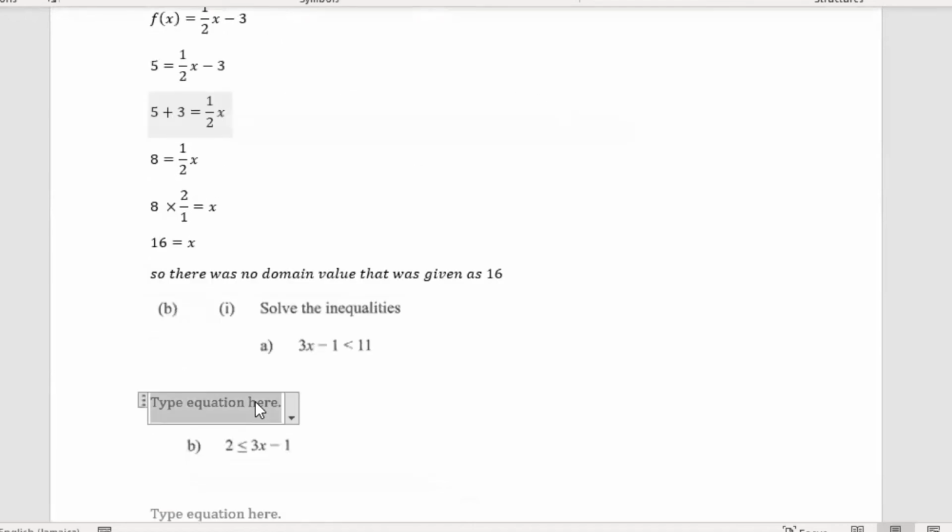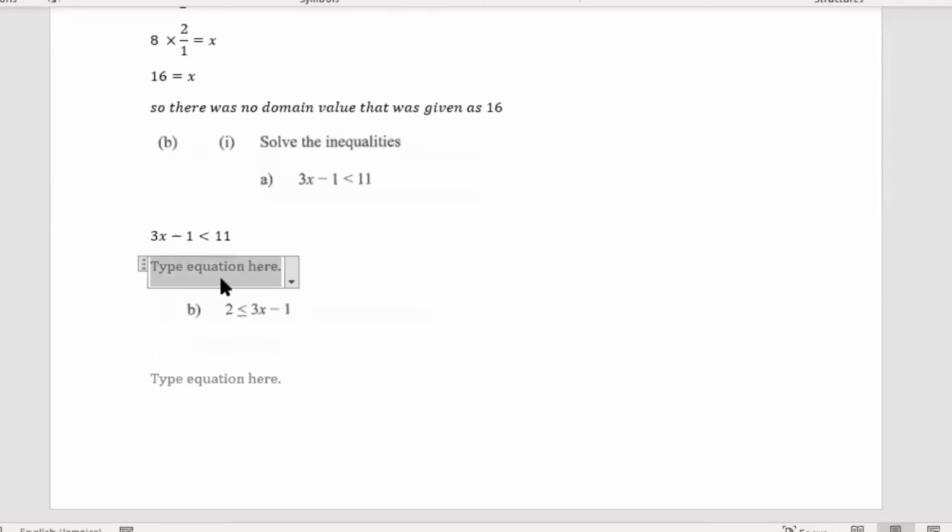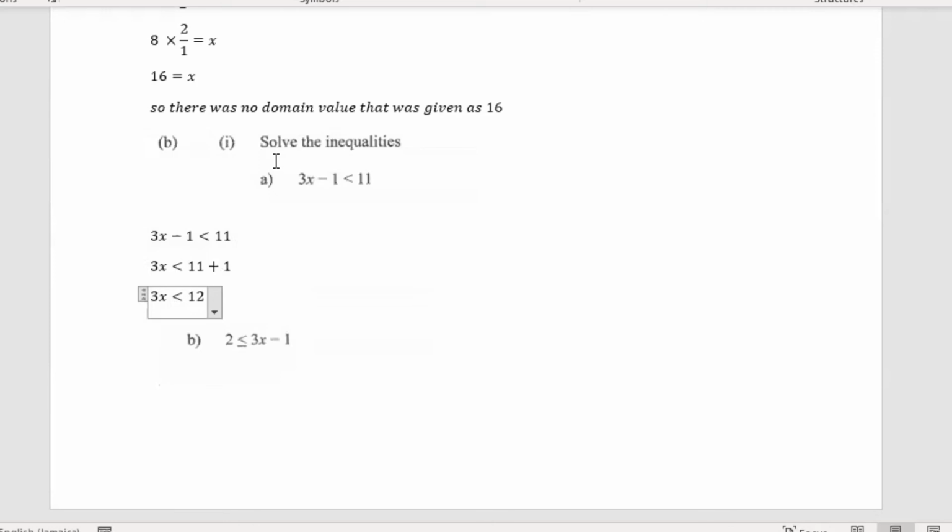Part B1 now says solve the following inequalities. So we have 3x minus 1 is less than 11. It operates similar to an equation, so what we're doing is making x the subject of the inequality. So we're doing 3x is less than 11 plus 1. The 1 was subtracting here, so when it comes across the inequality, the operation changes and it starts to add. So now we have 3x is less than 12, as 11 plus 1 is 12.